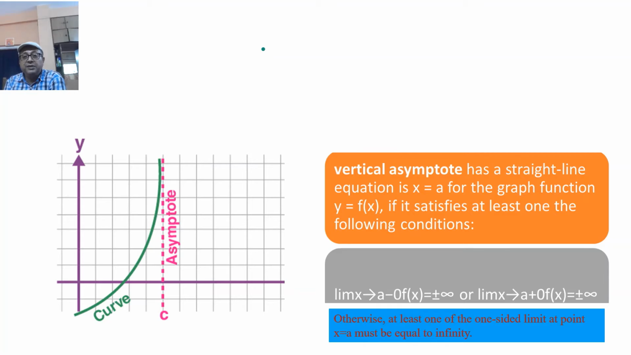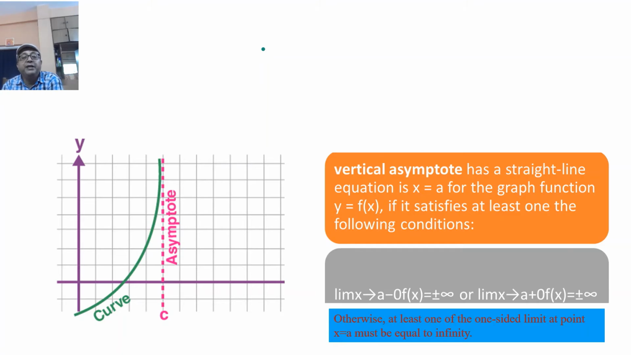When x is tending to c, y is tending to infinity or minus infinity. So here you can see that the curve and the line will meet at infinity. The distance between them is tending to 0 when x is tending to c. So this time there exists a vertical asymptote.